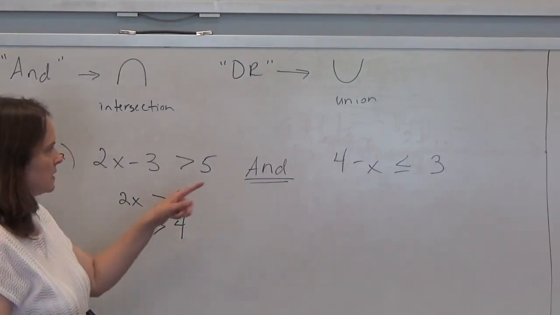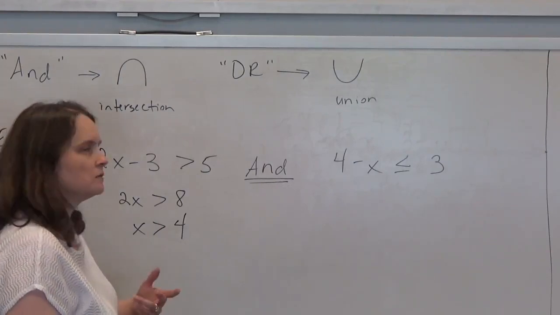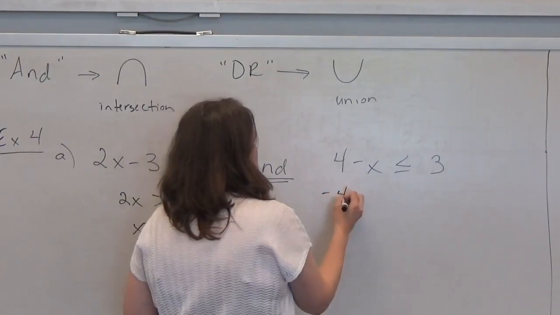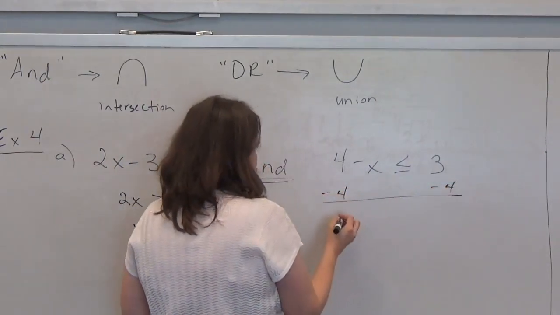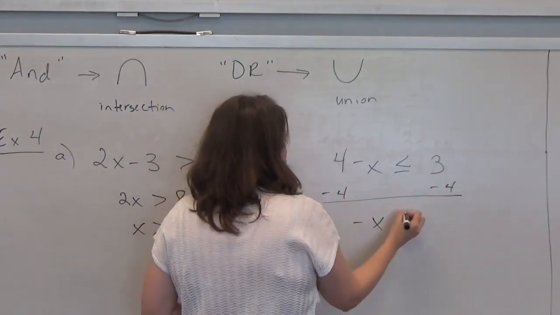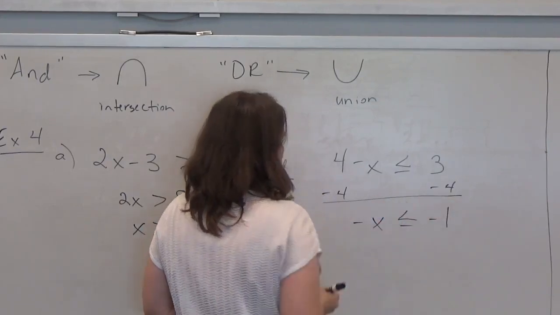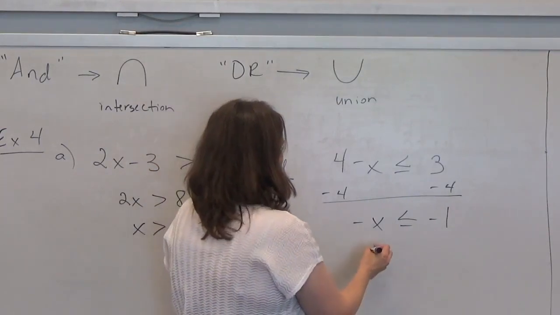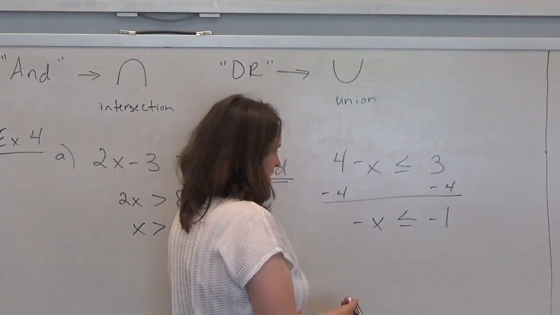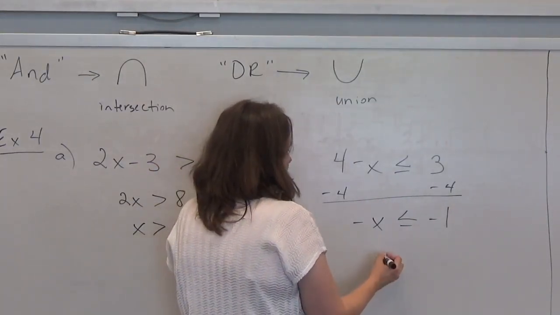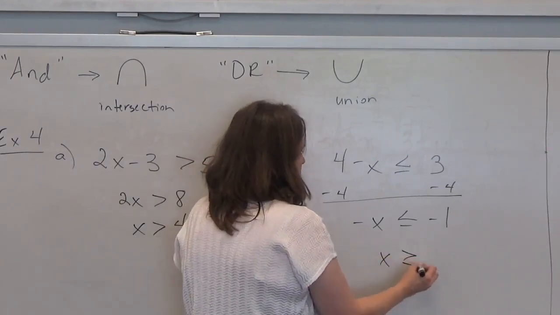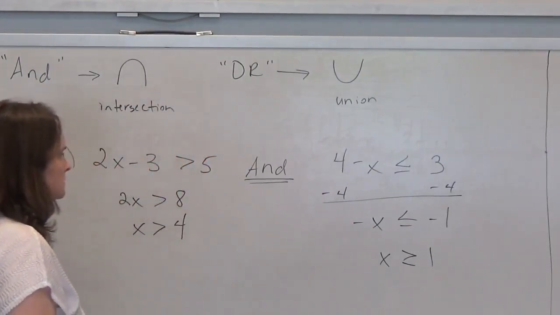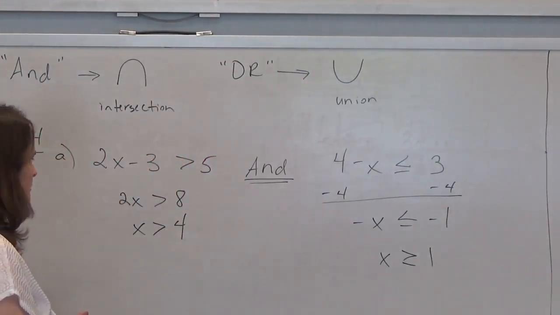And in the second inequality, we still want to keep x on the left side. So let's subtract 4 on both sides first. And we get negative x less than or equal to negative 1. So we need to divide both sides of this by negative 1. Or you could think of this as multiplying both sides by negative 1. Either way, you should have positive x is greater than or equal to positive 1. So make sure you remember to flip your inequality since you're multiplying or dividing by a negative.